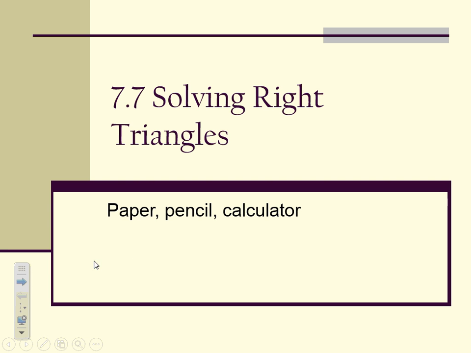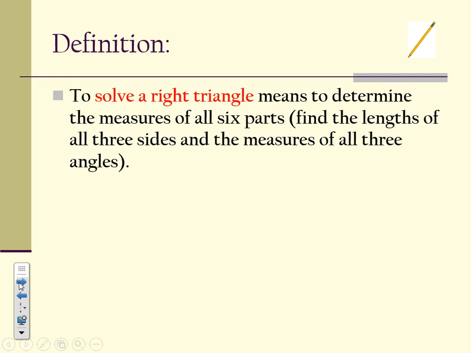You're going to need something to write with, obviously your notes and a calculator today. So here's the first thing you need to get in your notes. To solve a right triangle means we're going to determine the measures of all 6 parts. So we need to make sure we know how long each leg or each side is, and then the measures of all the angles. Basically we want to make sure every piece of information there is to know about the triangle, that we know it.